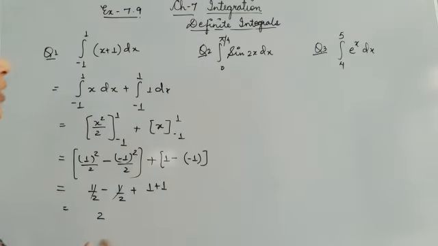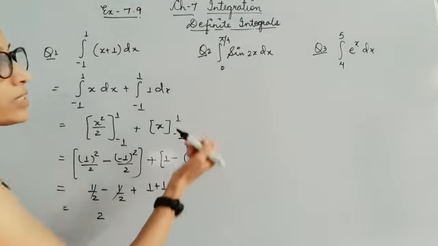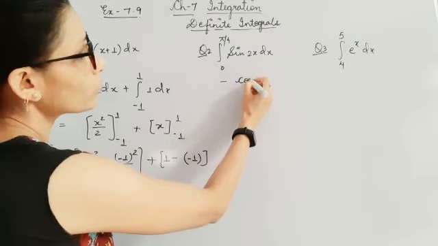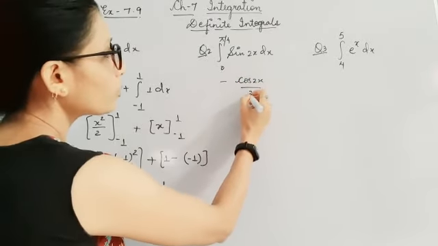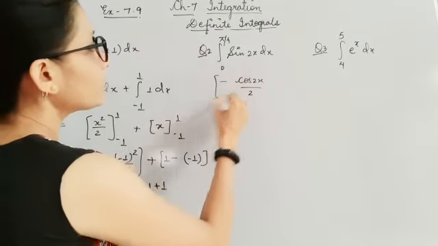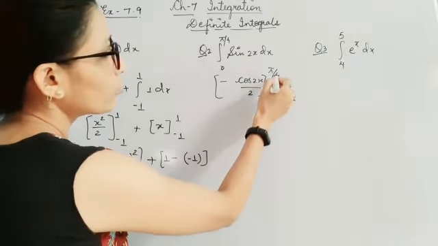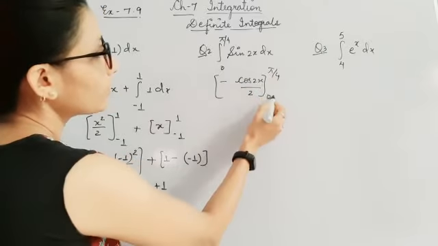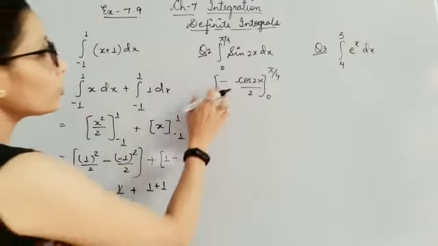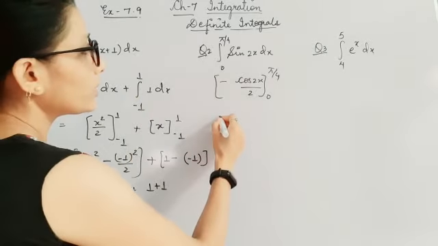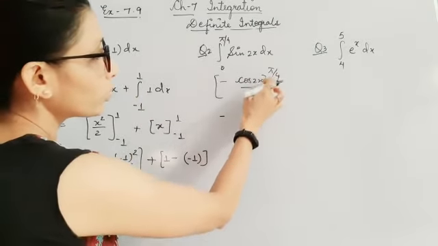Let's see the next question, children. Here it is given sine 2x. So you know integration of sine 2x will be minus cos 2x upon 2. But then you will be writing the limits 0 to pi by 4, where this is your upper limit and this is your lower limit. You can write this minus sign outside also. So let's suppose I am writing it as minus and then I am putting the values.